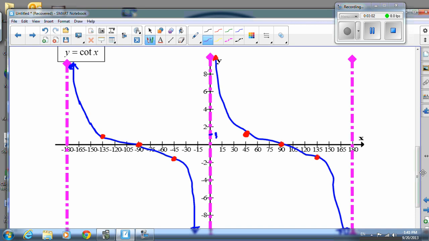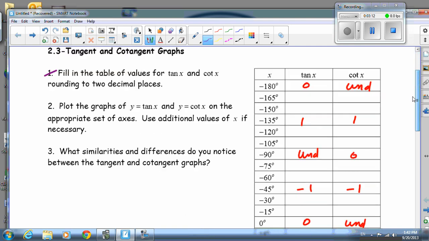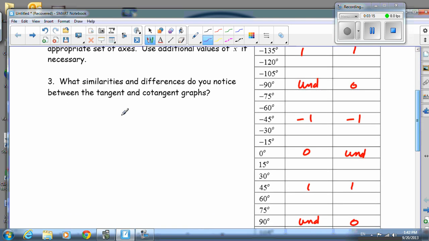Now, when studying the cotangent and tangent, you will study it the same way you did with the sine. The only difference will be the shapes. But there's one more difference. Let's start by looking at the similarities and differences between the cotangent graph and the tangent graph. I will start with tangent.